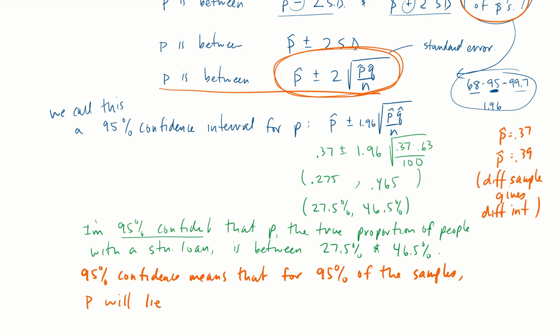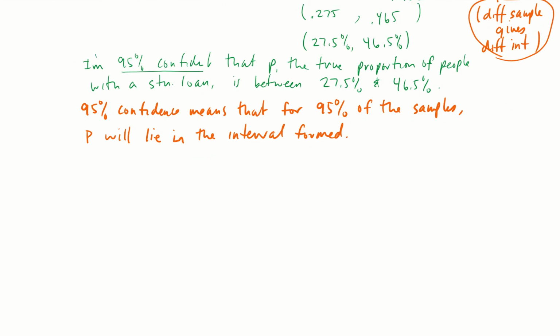P will lie in the interval formed. Right? 95% confidence means that for 95% of the samples, P will lie in the interval formed. And notice each sample gives a different interval, right? So if I take a sample, I can find the interval, and 95% of those intervals will contain the true population proportion. So let me draw a picture here, and then we'll close with that picture.